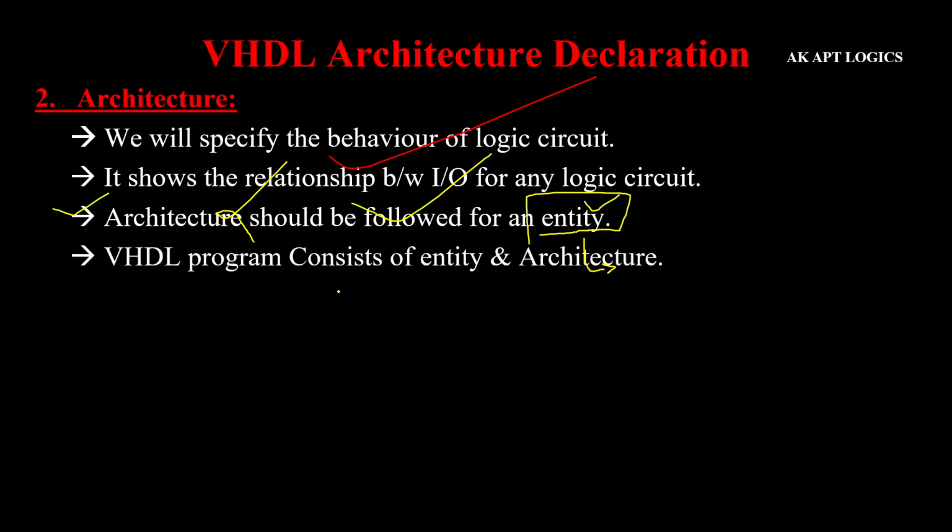Next, a VHDL program consists of entity and architecture. In the entity we specify what the inputs, outputs and generic constants are, all this stuff, whereas in the architecture we build the relationship between the inputs and outputs specified in the entity. Combining both the entity and architecture, we get a complete VHDL code. In the previous class we discussed the entity very deeply. If you haven't watched it, please watch it.